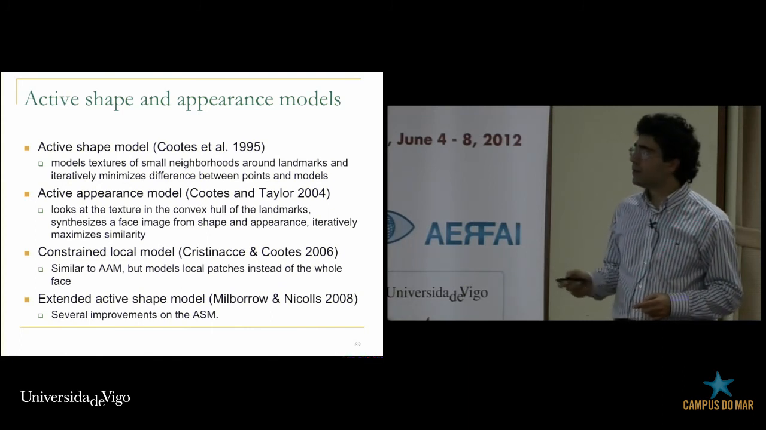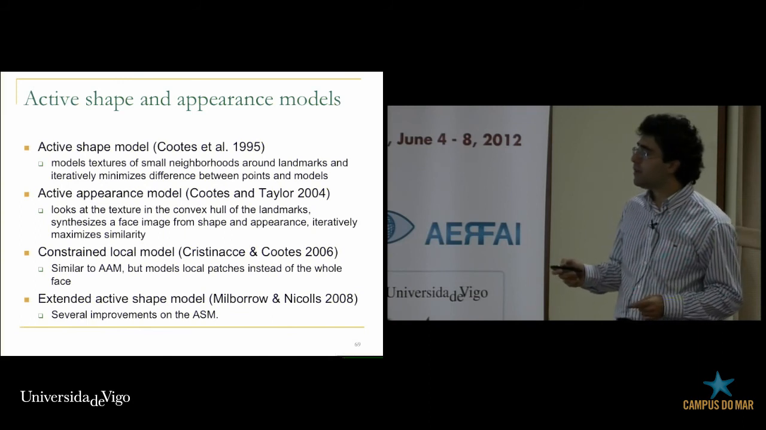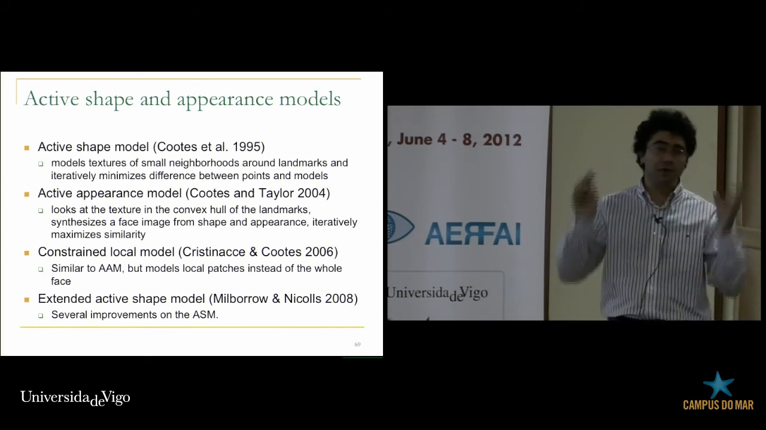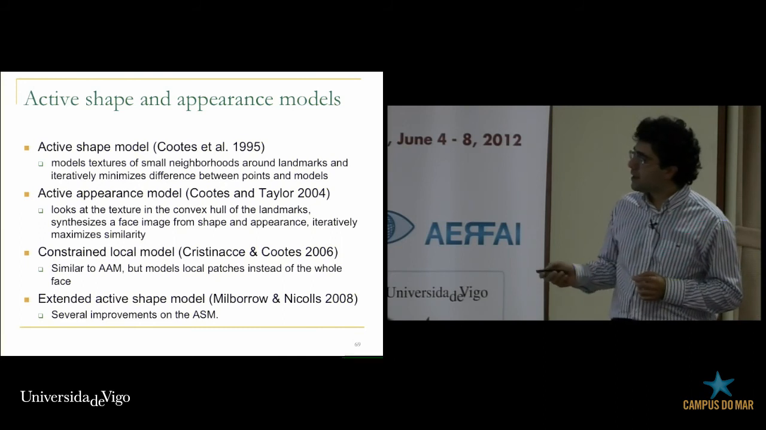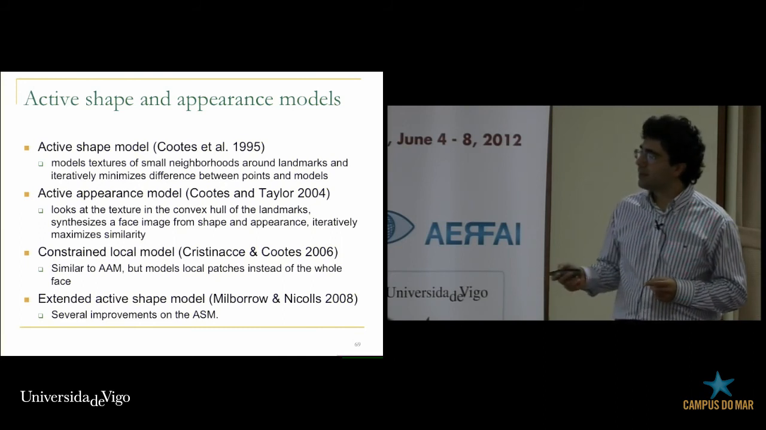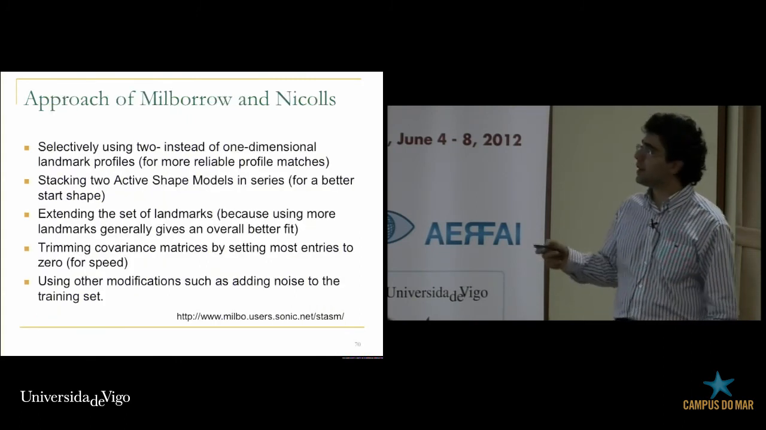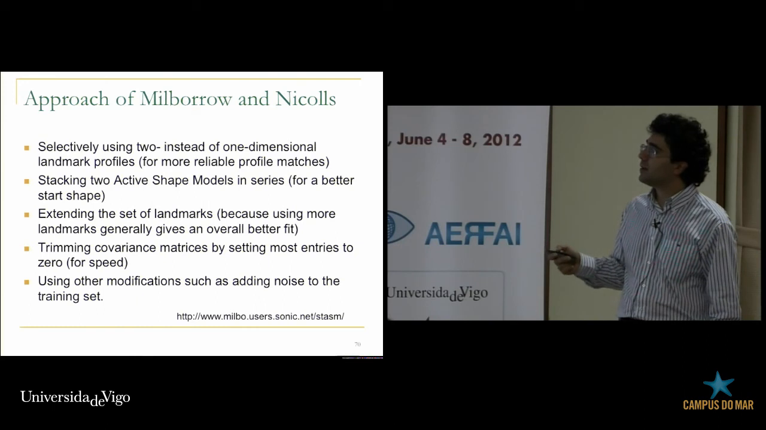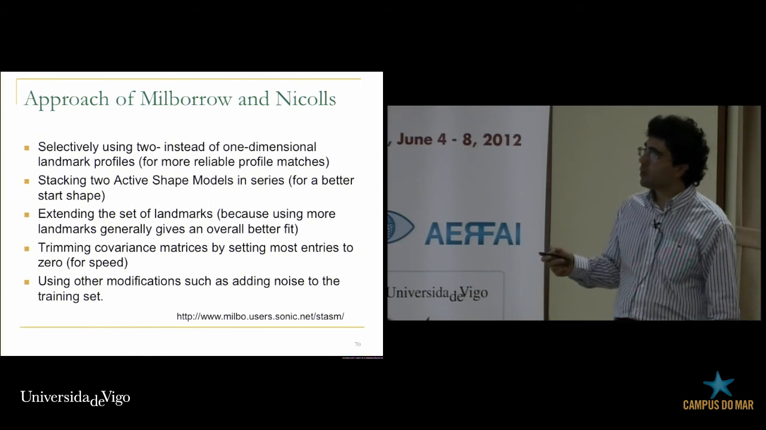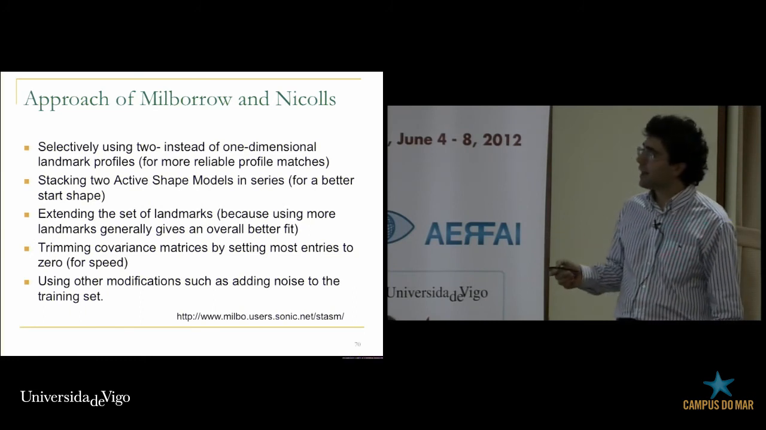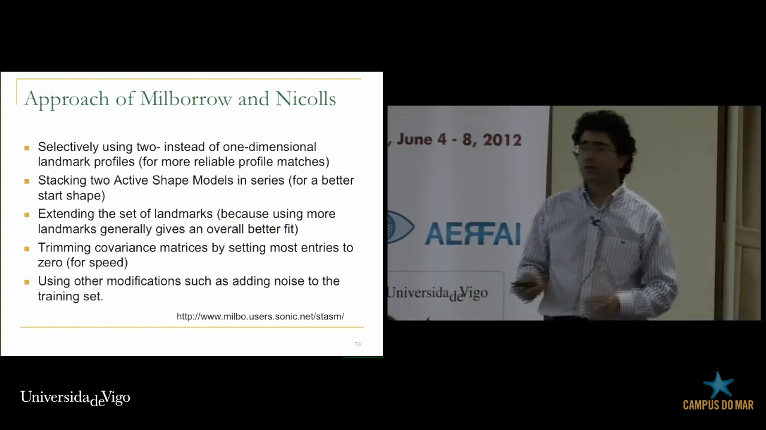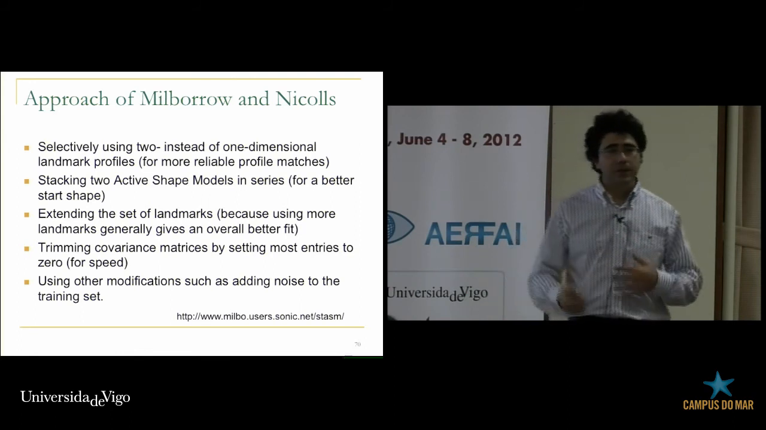Constrained local model does the same thing with AAM, but it models local patches instead of the whole face. And then Milborough and Nichols recently implemented an extended active shape model, which proposed several variations, like selectively using 2D landmark profiles instead of one-dimensional landmark profiles, stacking multiple active shape models, using more landmarks, trimming the covariance matrix. So these are all hacks in a sense, but it works good.